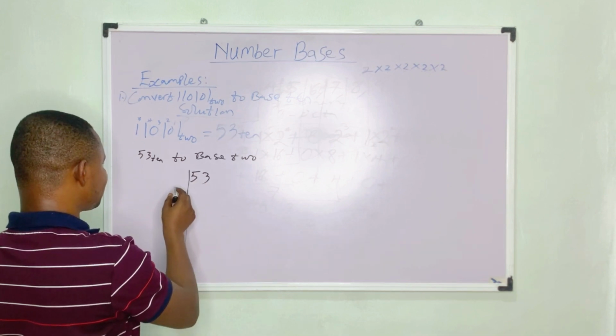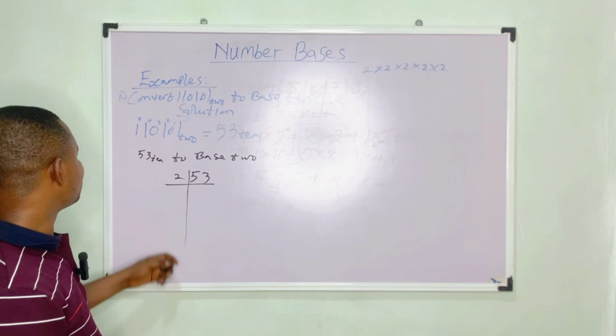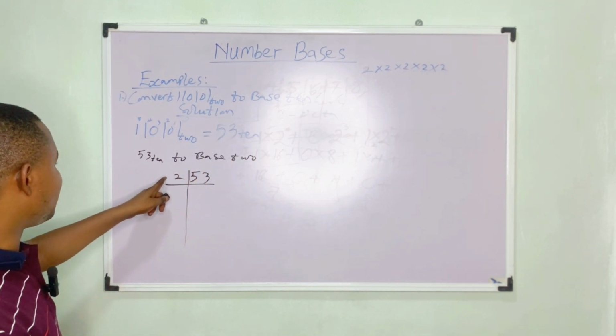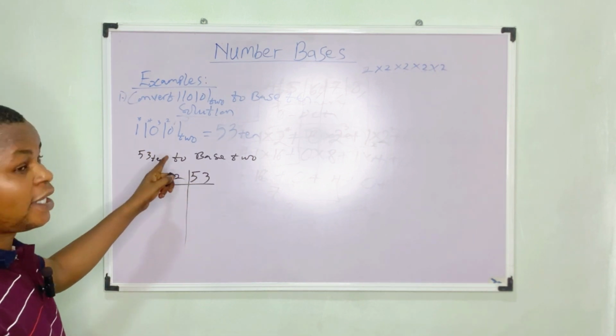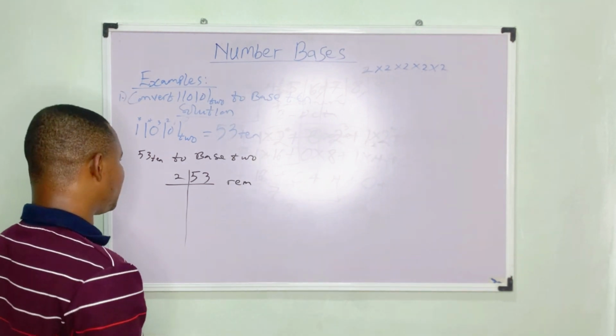53 divided by the base 2. Let's assume we want to convert from base 10 now to base 3. It will be divided by 3. Let's assume we want to convert to base 8. It will be divided by 8. Then we record our remainder in each division.